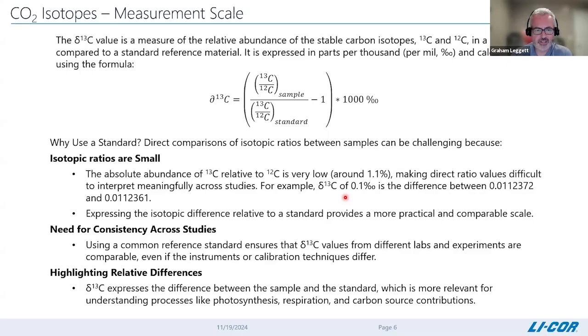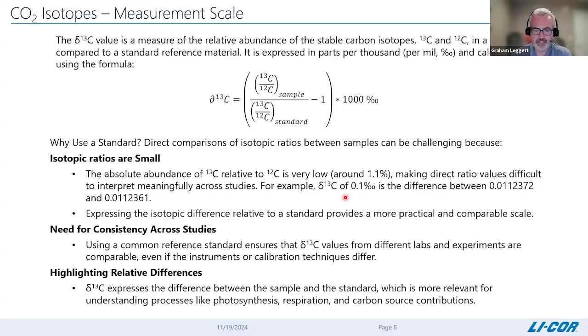And that standard is historically a physical standard, a carbonate sample that's digested to release CO₂ with a known isotopic ratio. There's a very good reason for using a standard rather than making a direct comparison of isotopic ratios between samples. It can be very challenging, and that's for several reasons. So firstly, isotopic ratios are very small. The absolute abundance of 13C relative to 12C is very low, around 1.1%, and that makes a direct ratio value comparison difficult to interpret meaningfully across studies.